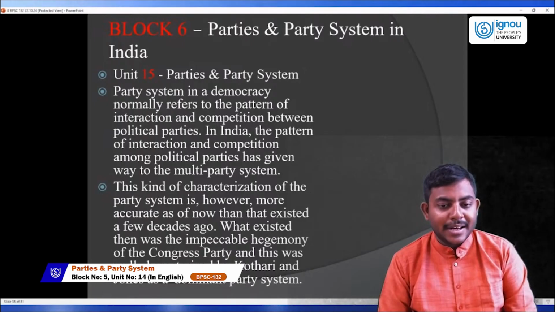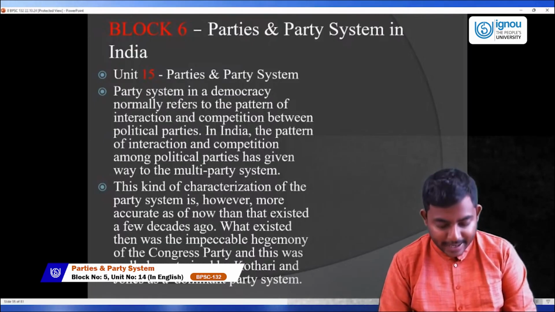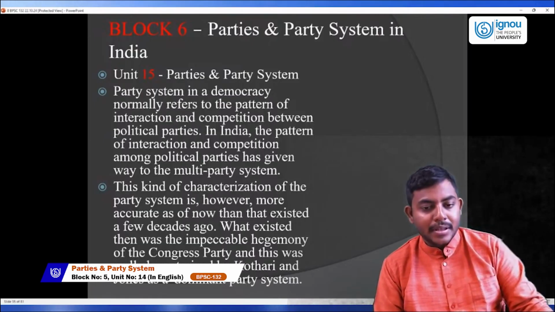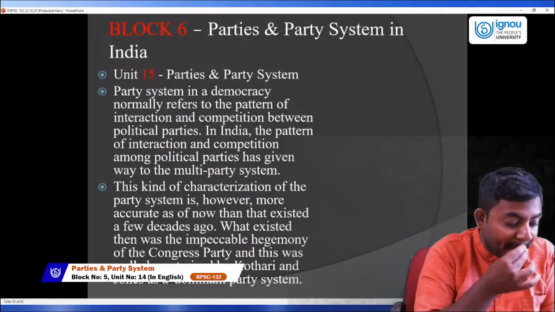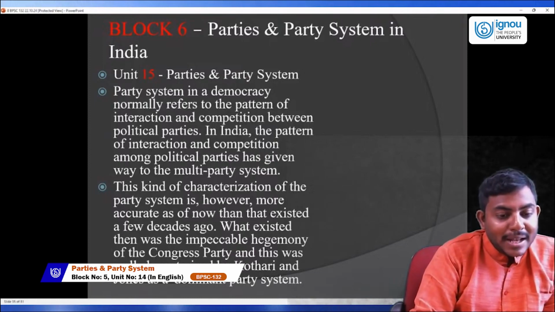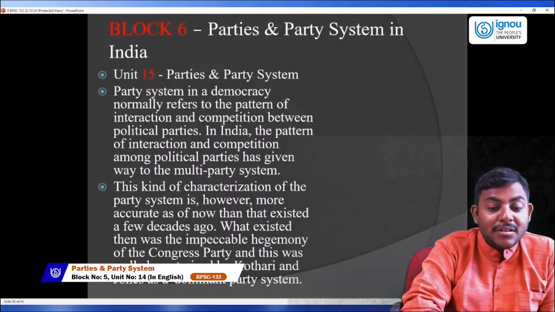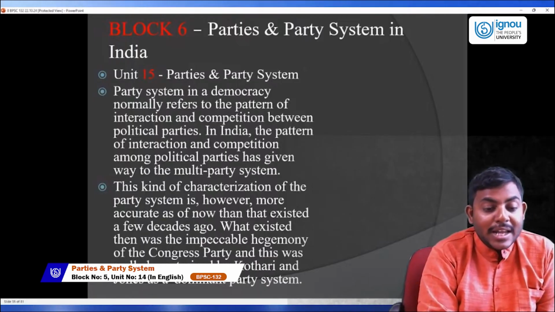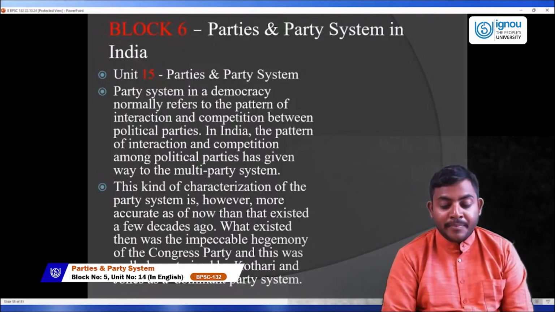This kind of characterization of the party system is, however, more accurate as of now than that existed a few decades ago. What existed then was the impeccable hegemony of the Congress party, and this was well characterized by Rajni Kothari and Jones as a dominant party system.